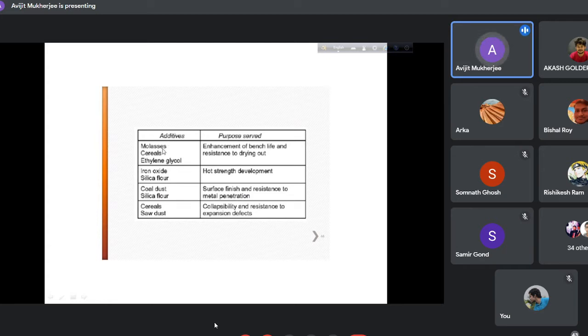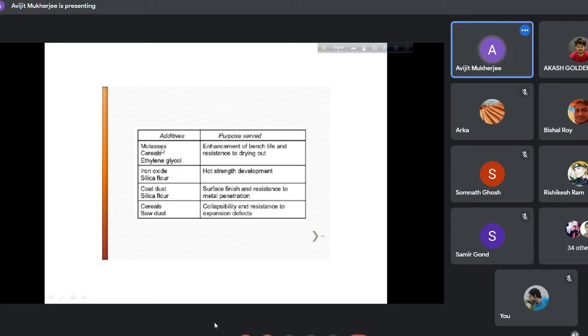Right. Now here molasses, you just observe, interesting, this can also be used as an additive, a binder. It has some binding ability, but molasses is a byproduct produced during the preparation of sugar from sugar cane in sugar industries. A dark, thick, viscous liquid, sweet in taste. So that is molasses.